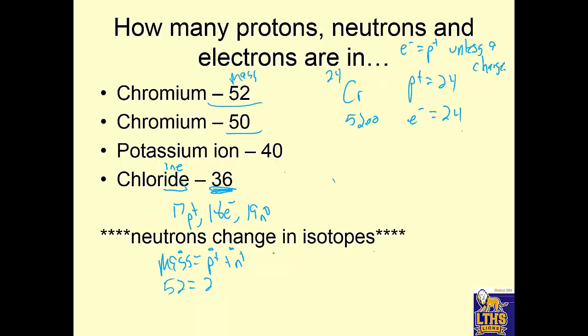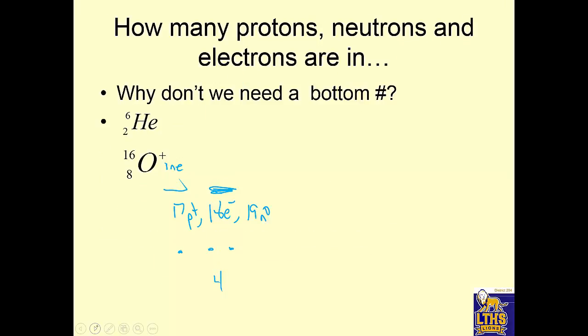So neutrons change in isotopes because neutrons change the mass. Alright. How many protons, neutrons, electrons are in here?